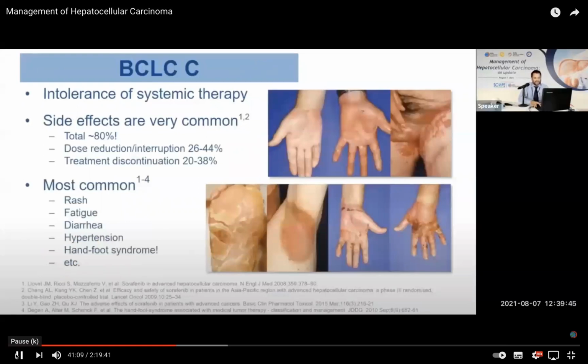These are just some of the side effects with sorafenib. We can see that the side effects are quite common. So these are patients who obviously can't tolerate systemic therapy.